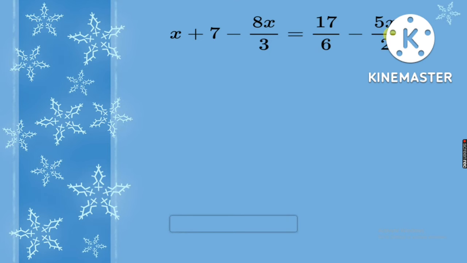We would transpose this minus 5x upon 2 to the left hand side and this 7 to the right hand side. We know that it would be converted into the positive sign when we shift it to the left hand side. So let us see. x minus 8x upon 3 plus 5x upon 2, we shifted it to the left hand side and it got converted into the positive sign, is equal to 17 upon 6. We transposed this 7 to the right hand side, so it got converted into minus 7.